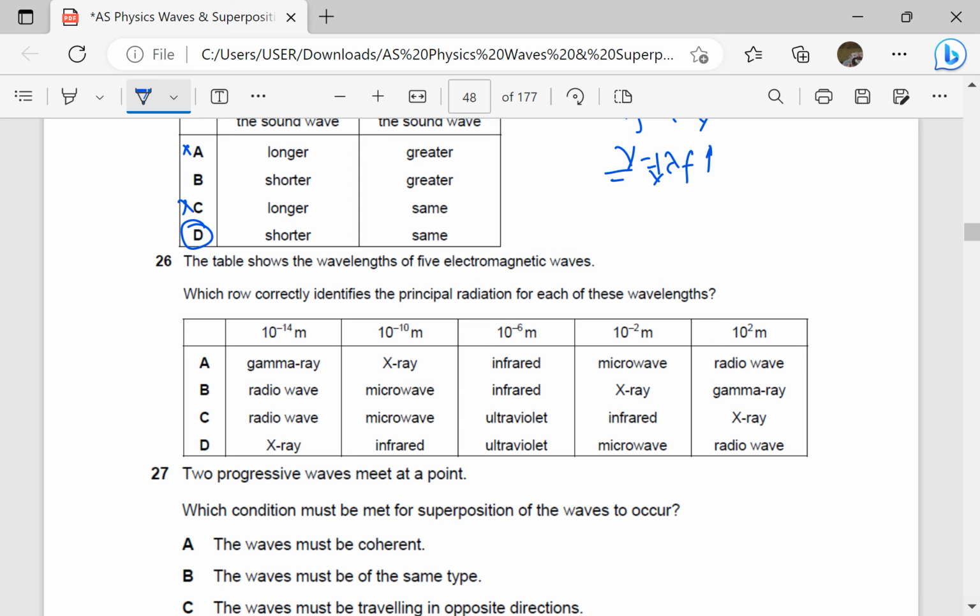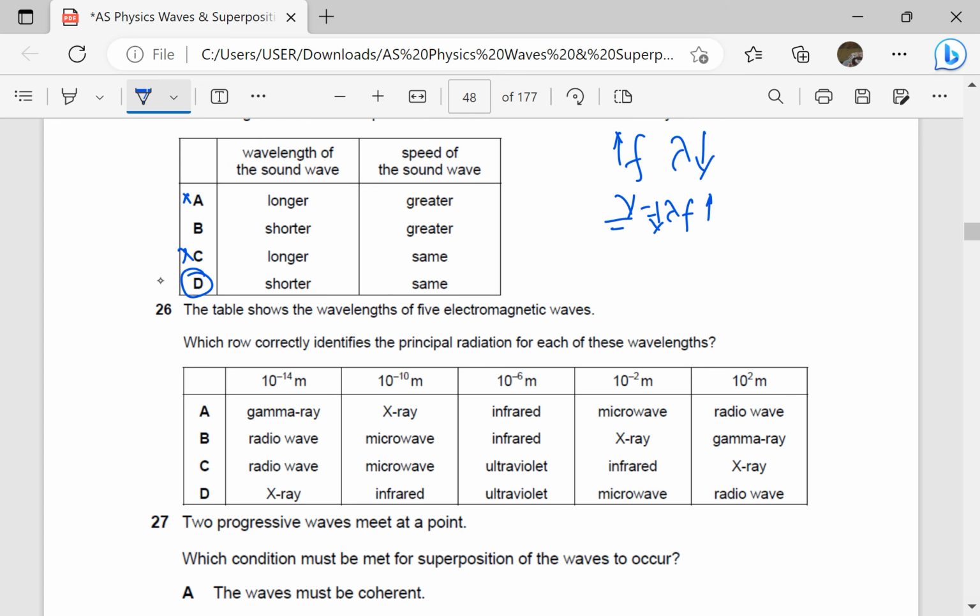The table shows the wavelengths of 5 electromagnetic waves. Which row correctly identifies the principal radiation for each of these wavelengths? Remember, Richard's mother is visiting Uncle Xavier's garden. So this one has the shortest wavelength. Radio waves have the highest wavelength.